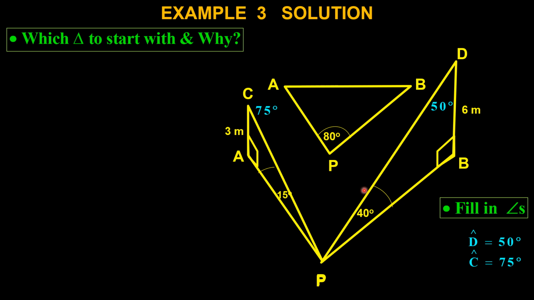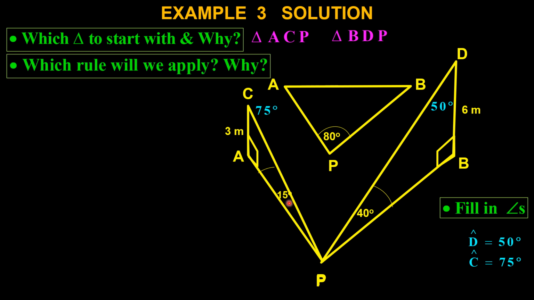I can easily start with that one. It doesn't matter whether I start with ACP or DPB, it will be the same, but we'll work with both of them. Let's start with ACP, the one here. There are 2 triangles, and we're going to start with ACP.